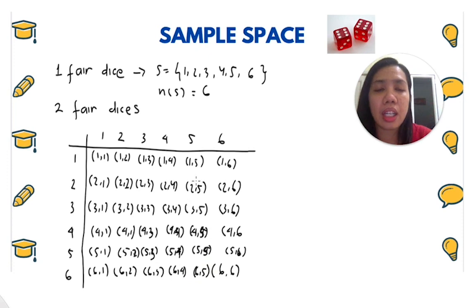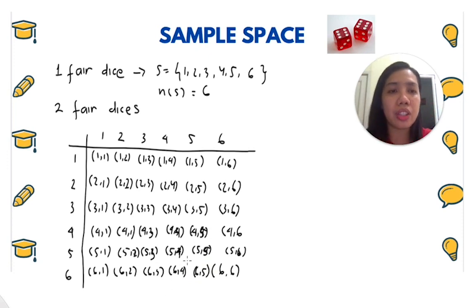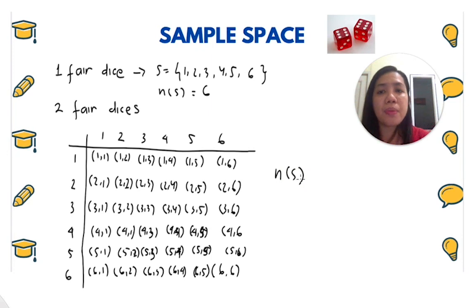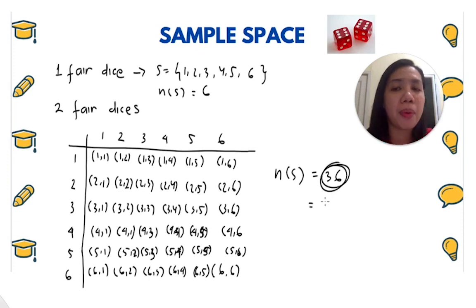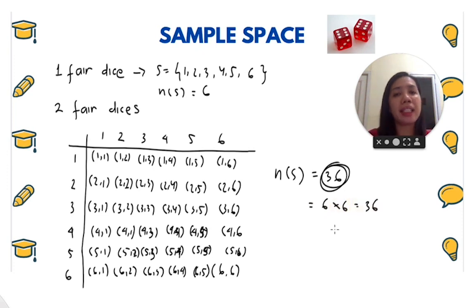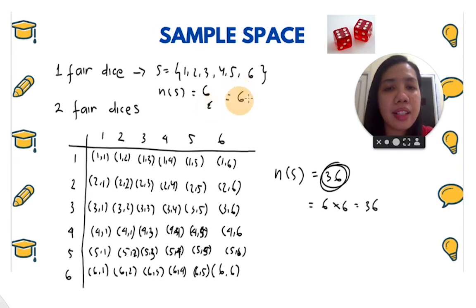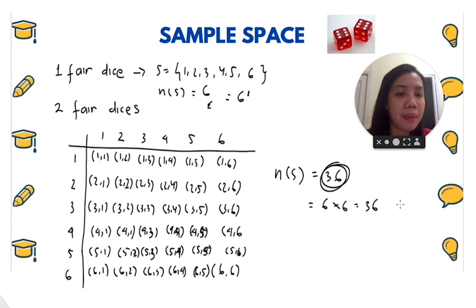Now we have done it. As you can see, we have 36 for n(S), the number of sample space of 2 fair dice when we are throwing them simultaneously. We get all these possible outcomes by multiplying the possible outcomes of the first dice and of the second dice, 6 times 6, which is 36. Now pay attention to the result. If we have 1 dice, we have 6, which is 6 to the power of 1. Whenever we have 2 dice thrown simultaneously, we have 36 possible outcomes, which is 6 to the power of 2.